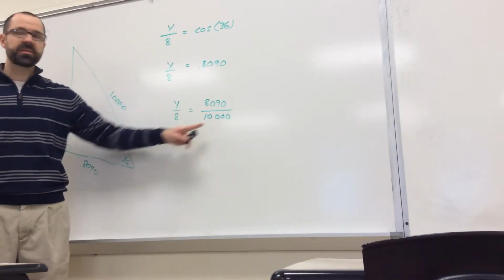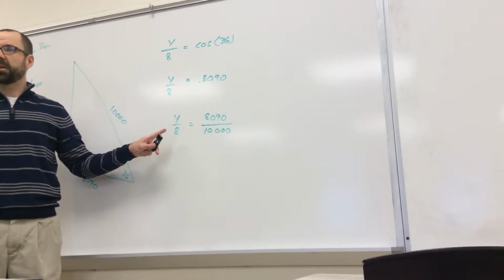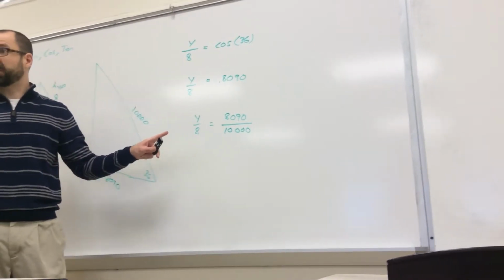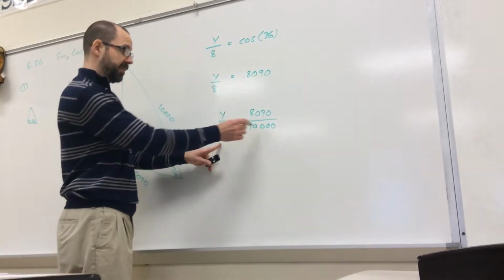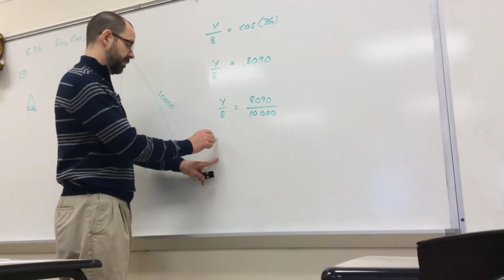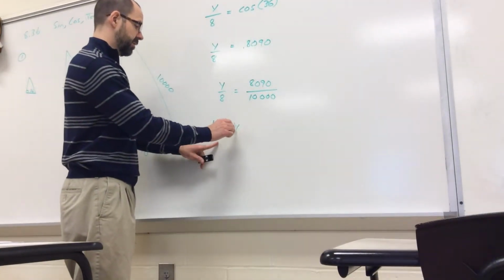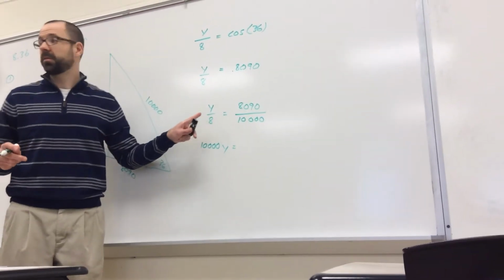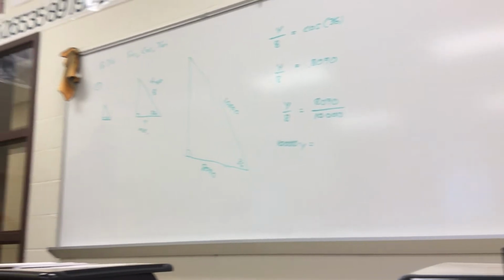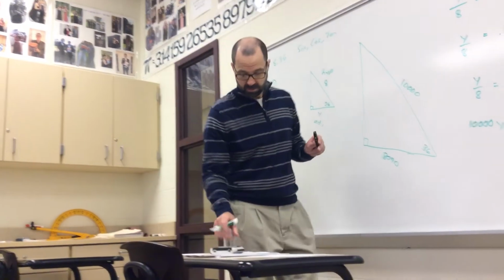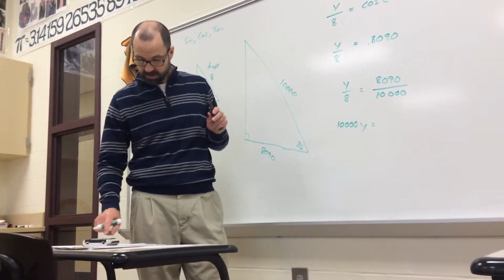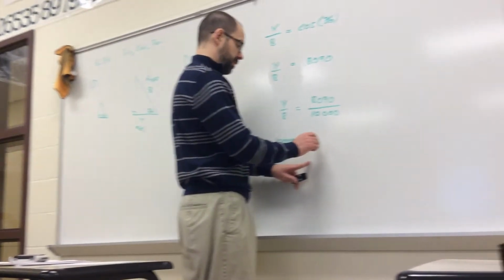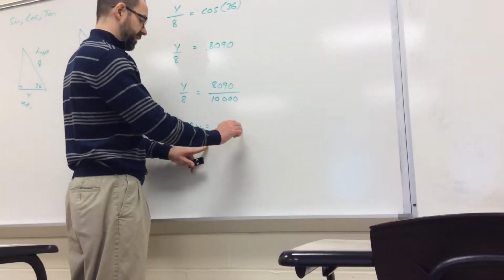So how do you solve this? Cross products, right? When you have two equal fractions, you do the cross product. So we're going to do y times 10,000. So that's 10,000y. And then 8,090 times 8. So that's 64,720.